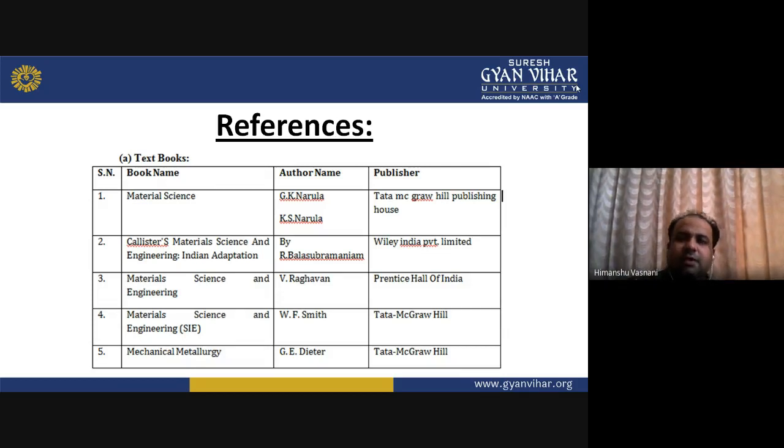These are the references which you should refer to, and if you want more knowledge about today's lecture, you can go with these books, read them, understand them. They will have more content and more diagrams, which will give you more knowledge. But understand one thing: when you study, try to understand things so that you absorb knowledge.